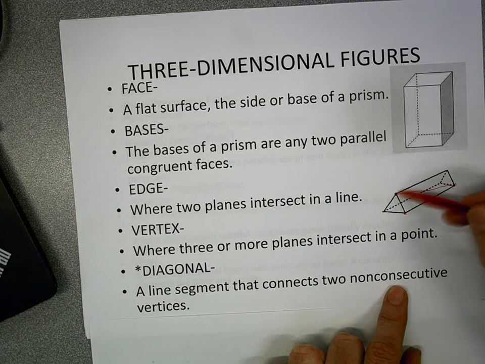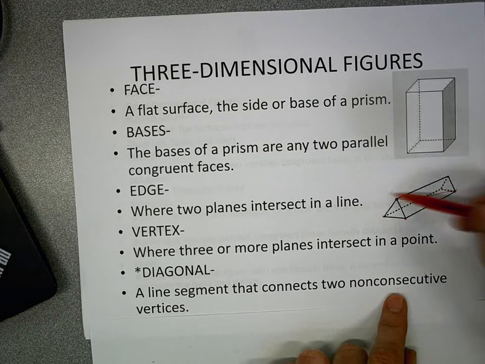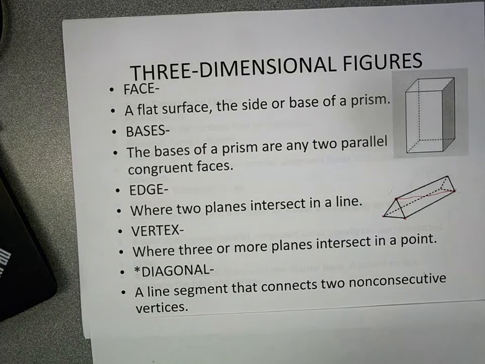They're non-consecutive, meaning if you go on the edge, you'd have to go through a point to get to the other point. So that's what it means by non-consecutive. So a diagonal looks something like that. All right? And what we probably think of as diagonal, that's kind of the line it's making.